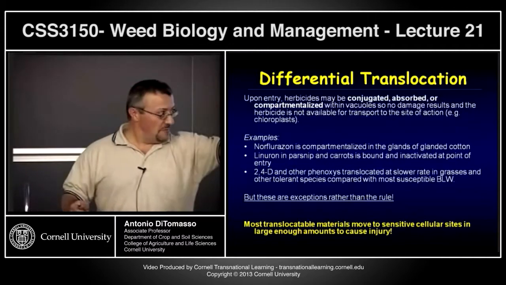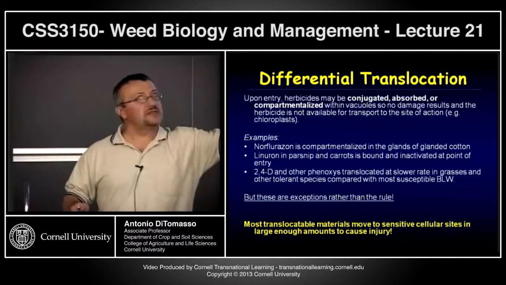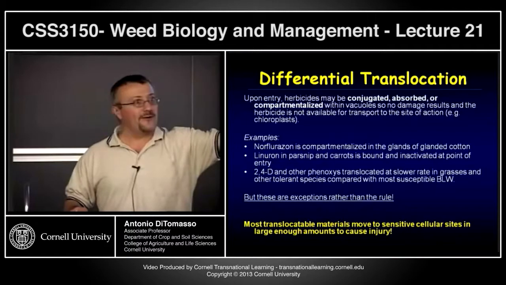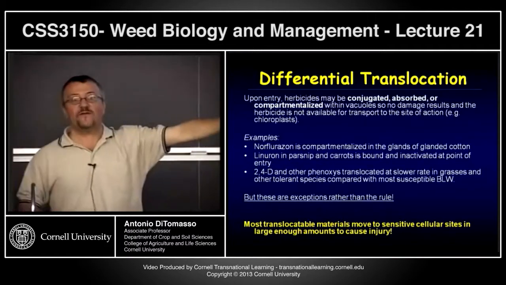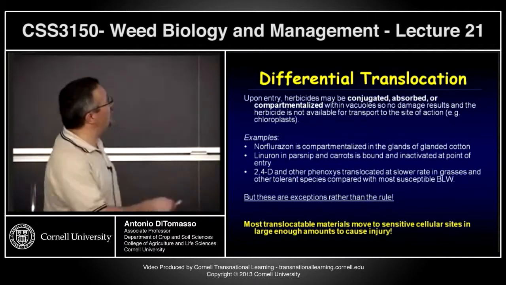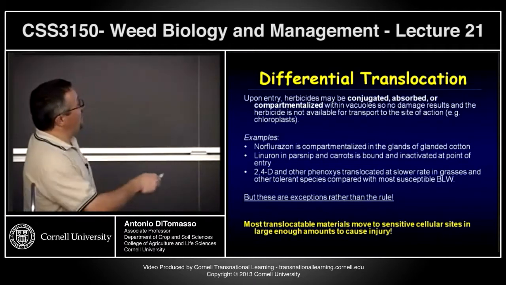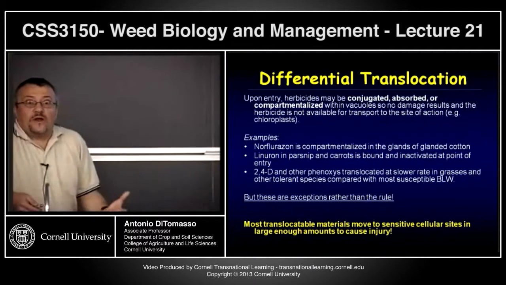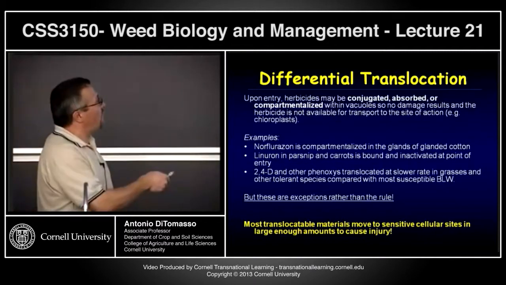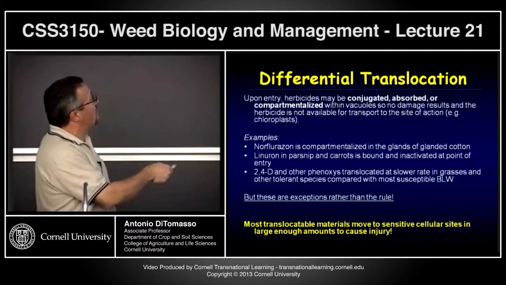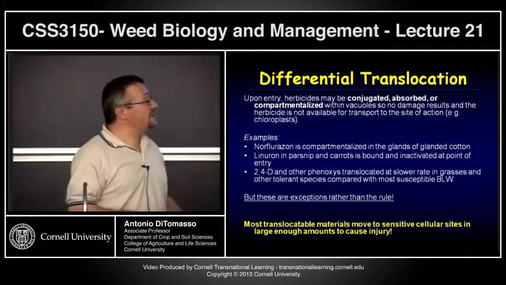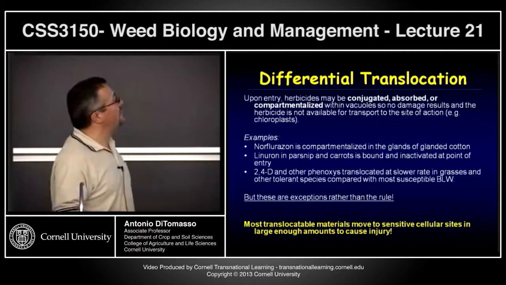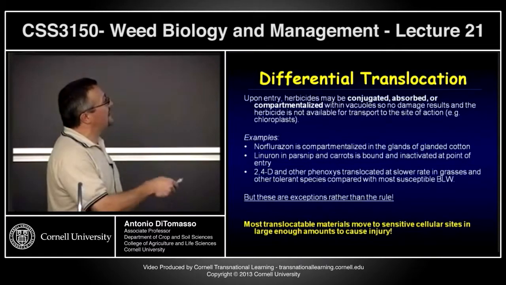It gets in and makes it through the cuticle, but then it's not going to go to the site of action. It's not going through the xylem. It's not going to go through the phloem. It's going to stay as far away from where it's going to do damage as possible. Okay? What are some examples of crops or species that do this? Norflurazon is used in glanded cotton. Some of the varieties, cultivars, have these glands.